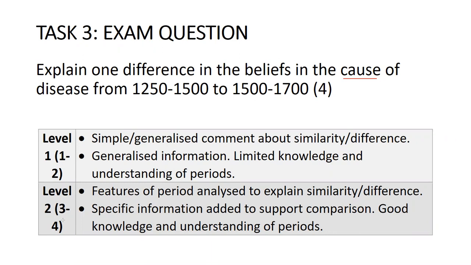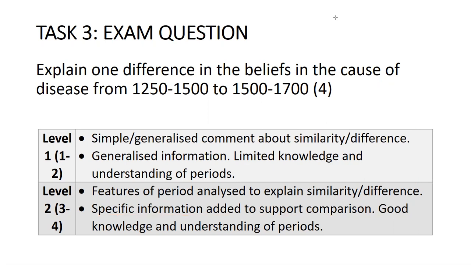So the way in which examiners mark this, you've got level 1, level 2. Level 1, simple comment and general information. So it's a very vague answer. Level 1 suggests you might not know too much about it, or you might have just forgotten. Level 2 answer is features of the period are analysed to explain a similarity or difference, and specific information to support the comparison.